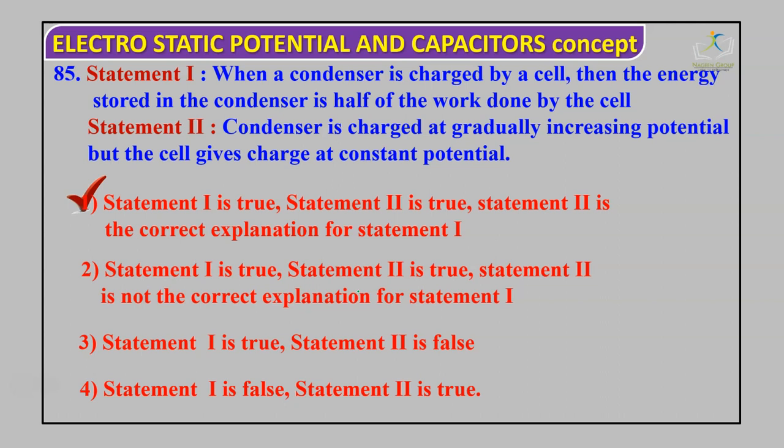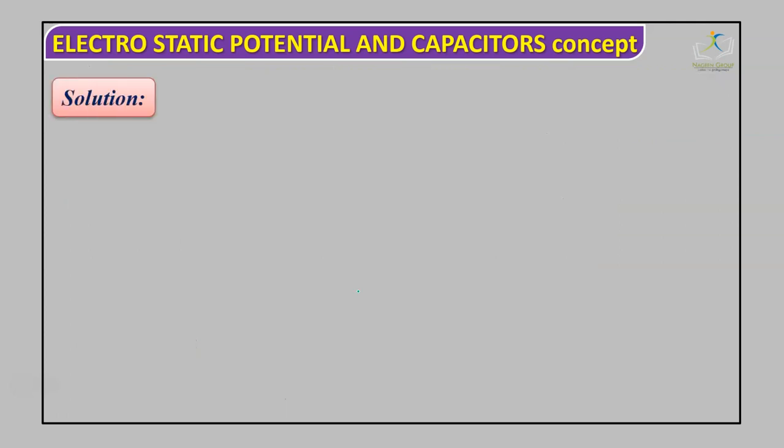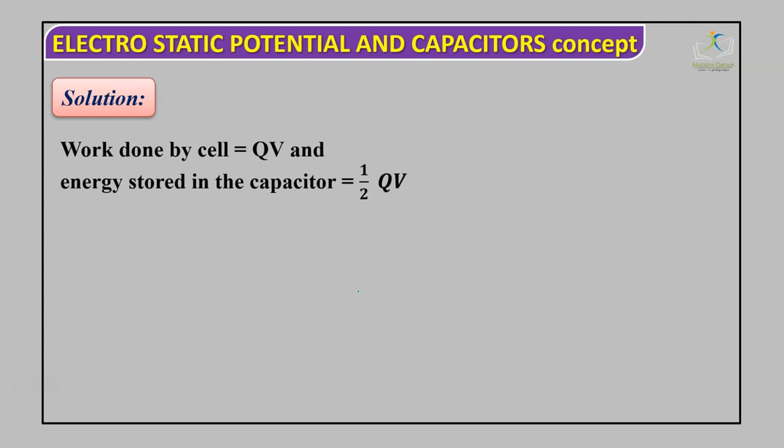Let us see the solution of this question. So, work done by the cell is equal to QV and energy stored in the capacitor is half QV. According to this, the correct answer for this question is option 1.